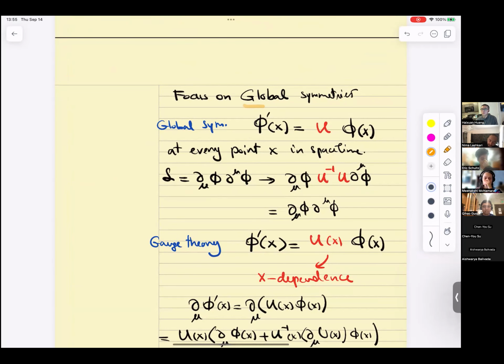So to clean up the discussion, let's forget about space-time transformation for the rest of this lecture and focus on global symmetries. All right? So these are internal transformations. So phi prime of x is some U acting on phi of x. And U is independent of x, right? And then we saw that our Lagrangian is invariant under this. For example, if you write that del mu of phi, this is invariant because hopefully this matrix notation is clear.